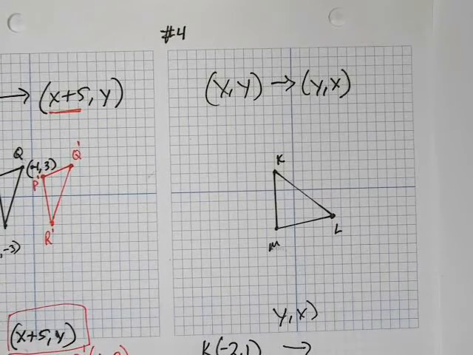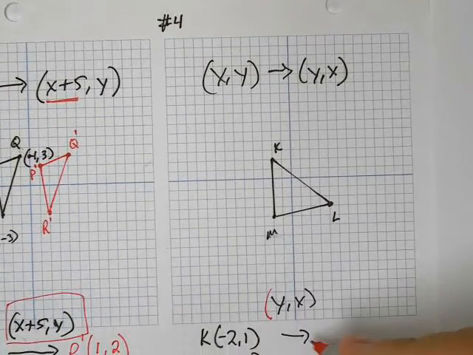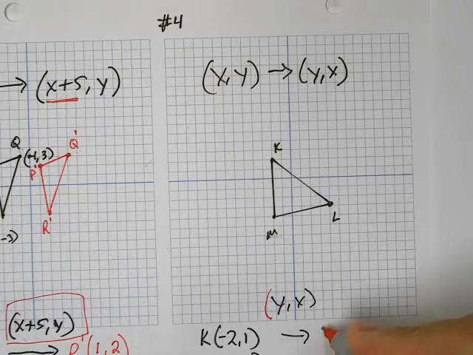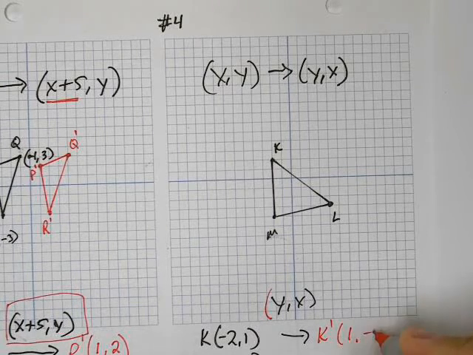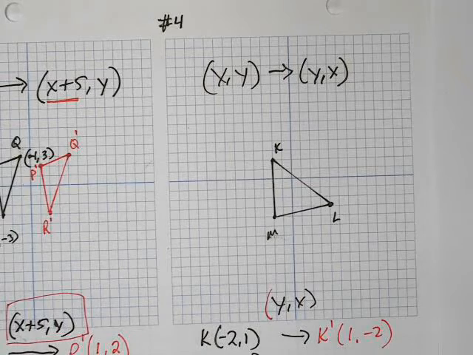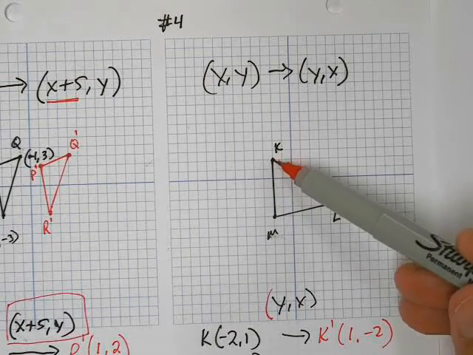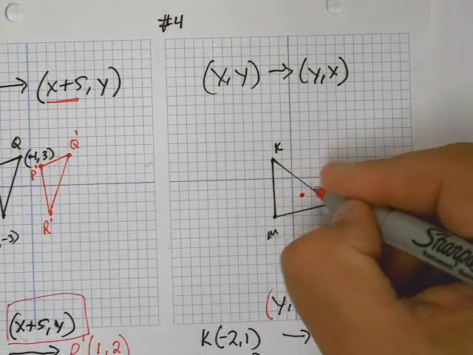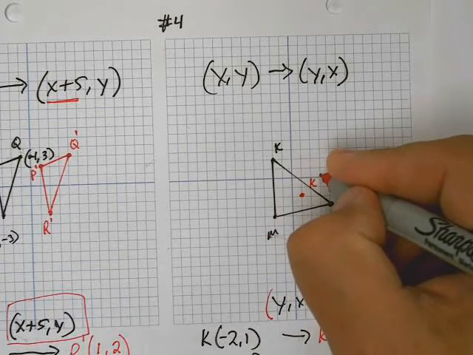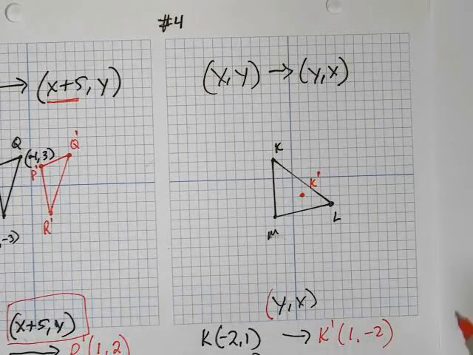All right, let's go through the rule. Let's use a different color pen for the mapping rule, switch the place, so K prime then is 1, -2. That means the negatives go with it too, okay? So that means K went from -2, 1 to 1, -2. So we're way down here.